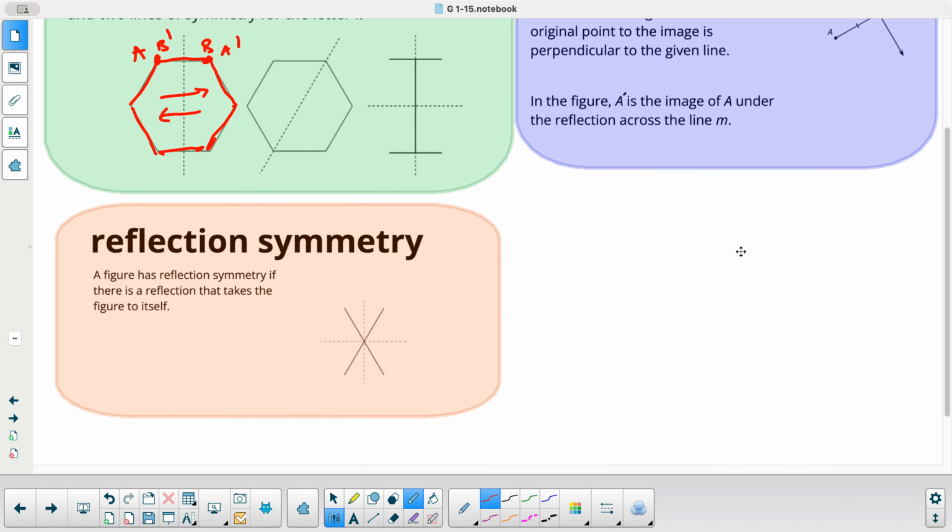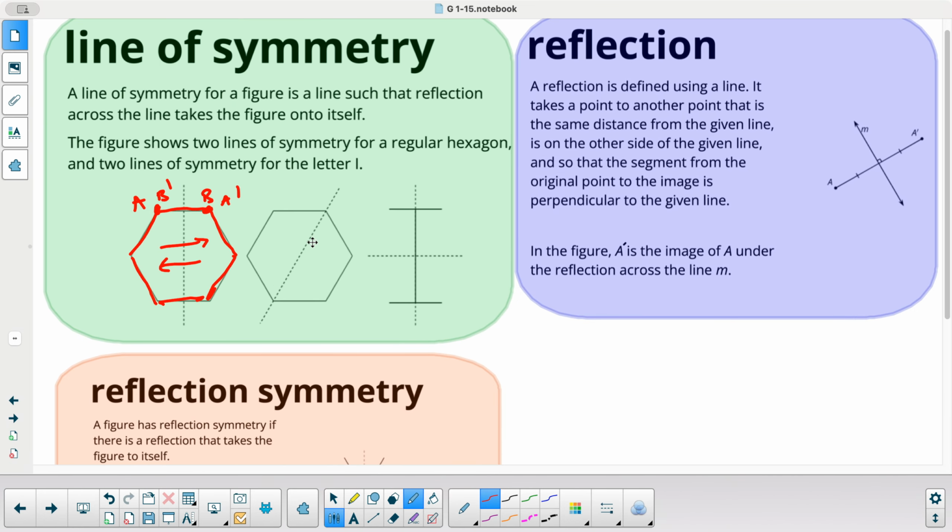Okay. Reflection symmetry: a figure has reflection symmetry if there is a reflection that takes the figure to itself. Kind of just like I showed you up here with the line of symmetry. Same thing here, this one has more than one line of symmetry. If I reflect across this horizontal line, this gets flipped to down here. I'll use two different colors so you can see. The red goes to the blue and the blue goes to the red.